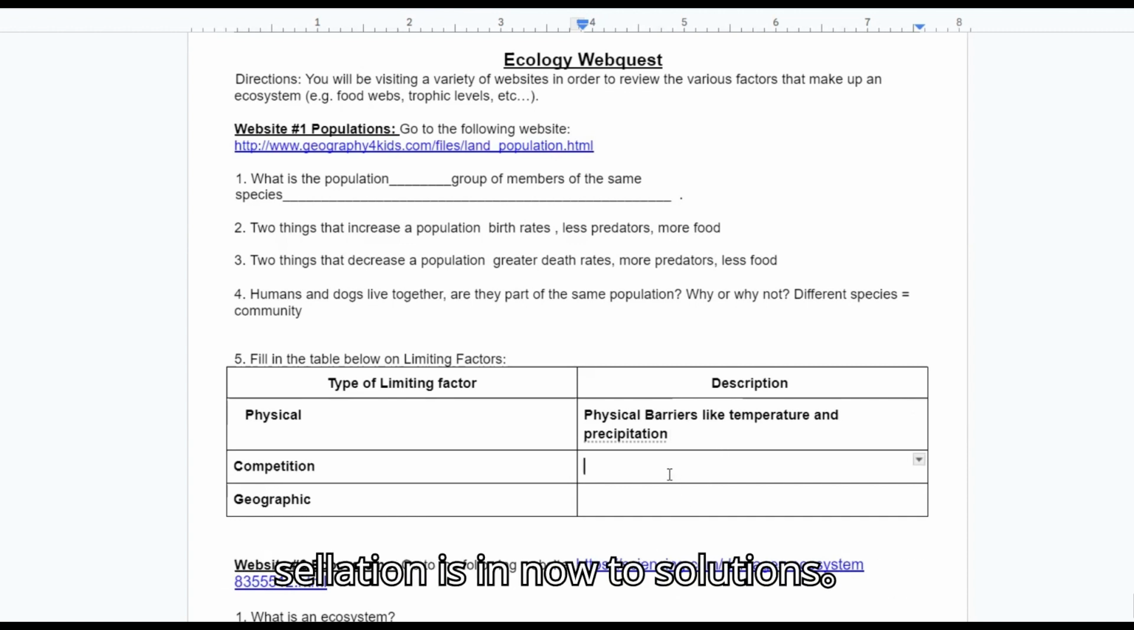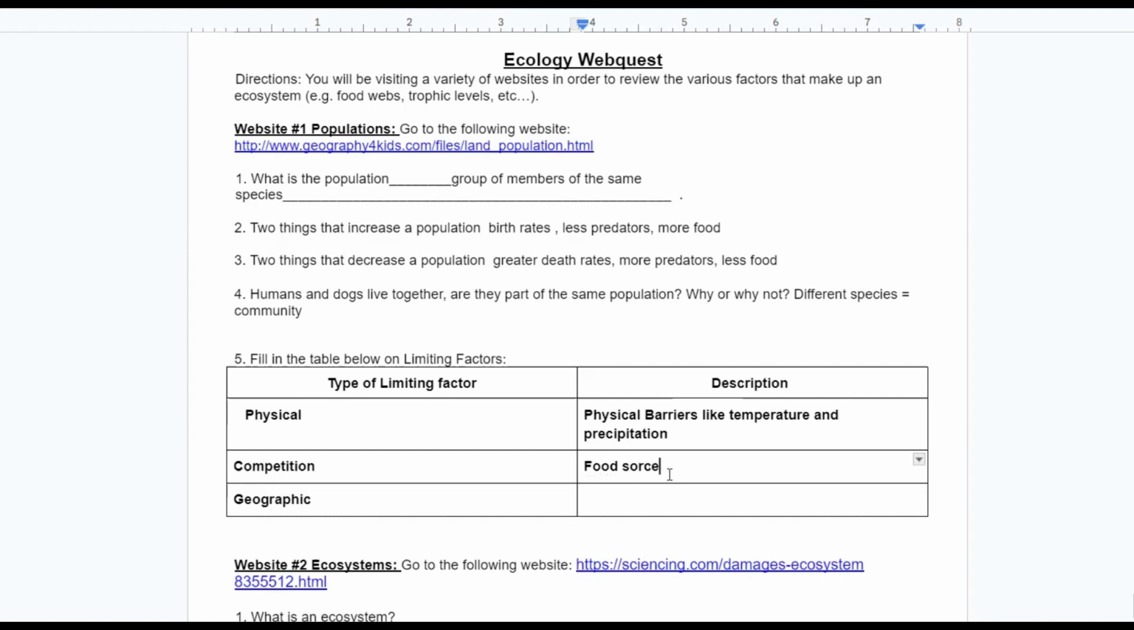All right. So competition is food sources. And what else? Competition for breeding. And let's see, predators: there's more of them or less. All right, geographic is when the location is compromised. Okay, so we did that one.